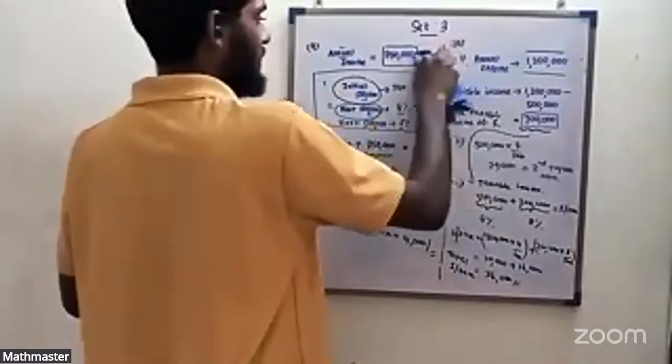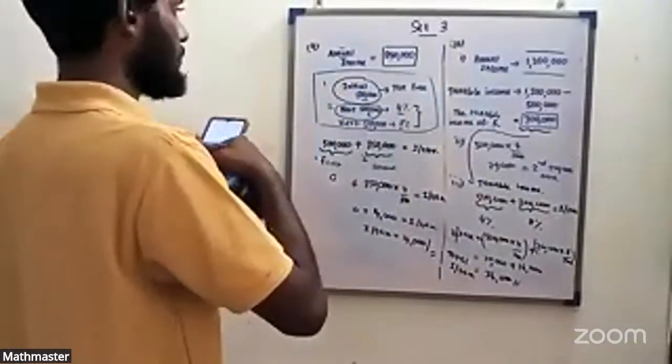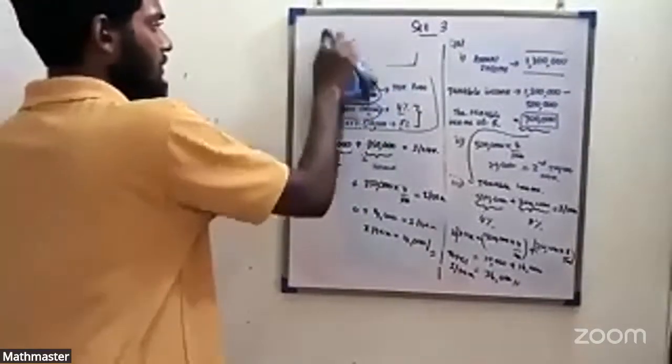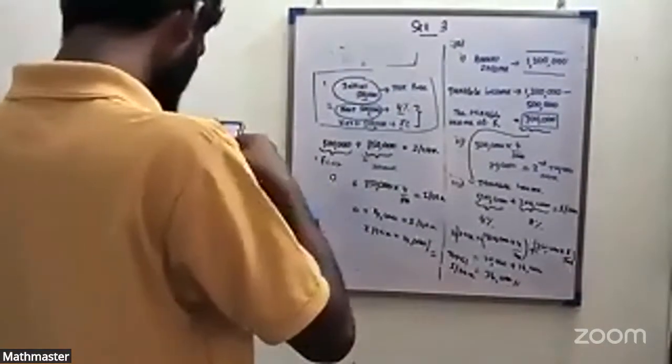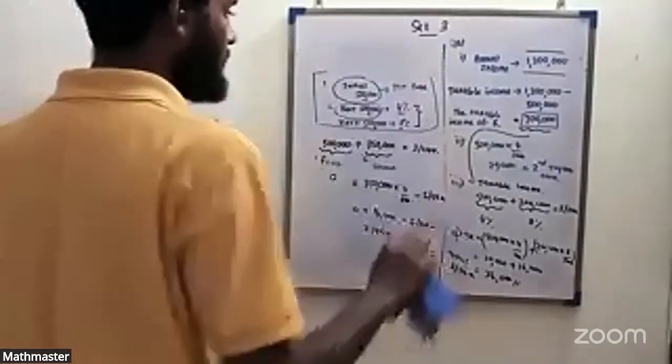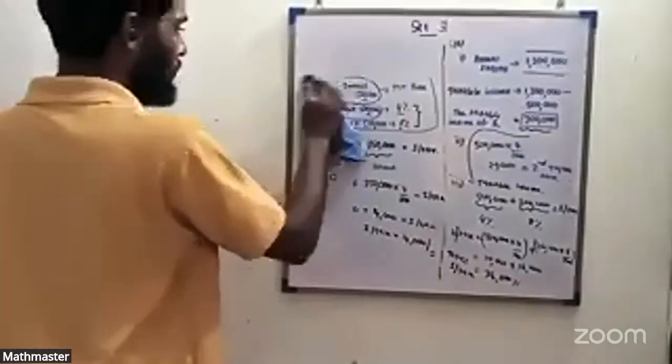Let me move for the 11th question, 11th one. So from 11th one onwards, 11th to question number 15, it is from equations and formula. So past paper questions from equations and formula. Let's see.